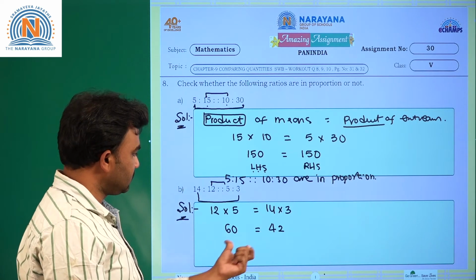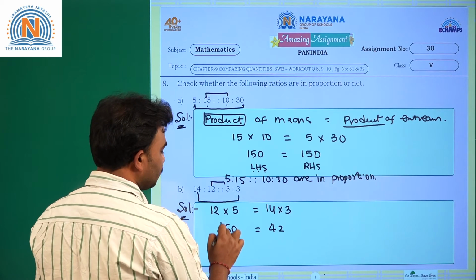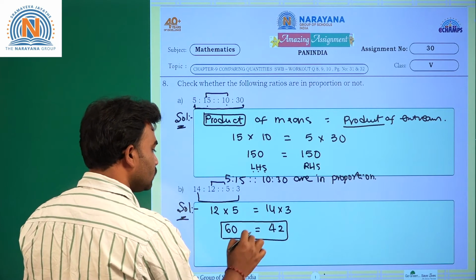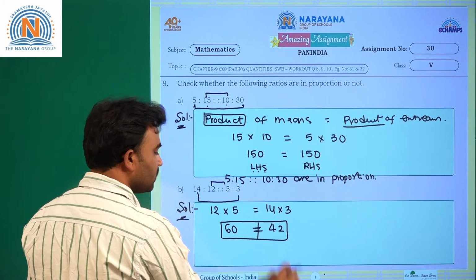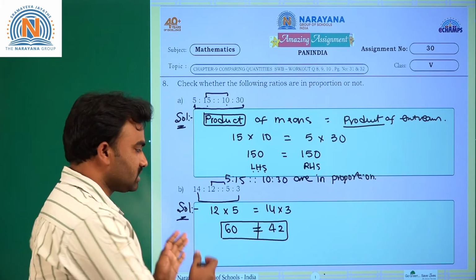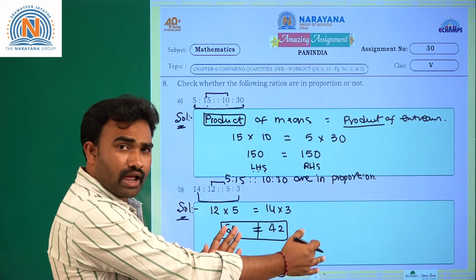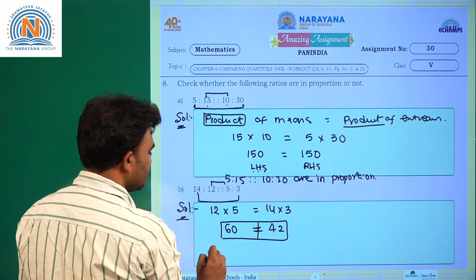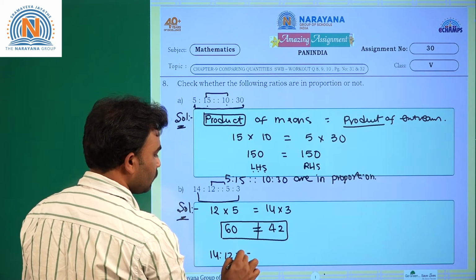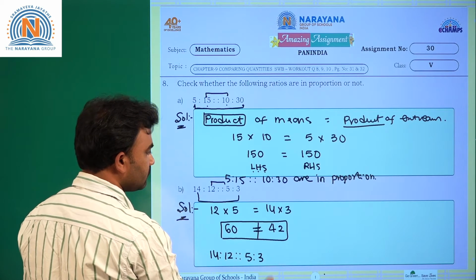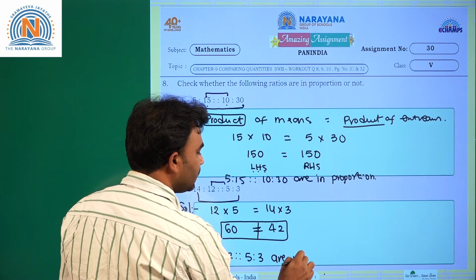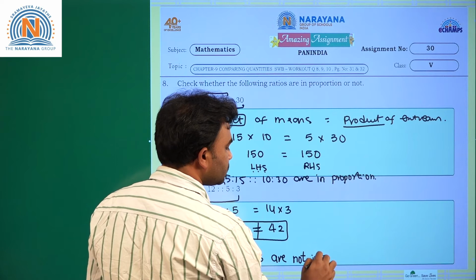Now 60 and 42 are different, right? That means these two are not equal, so the not equal to symbol must come. As 60 is not equal to 42, that means left hand side is not equal to right hand side, then we say that 14 is to 12 as 5 is to 3 are not in proportion.